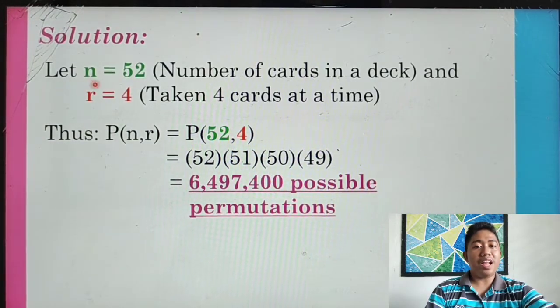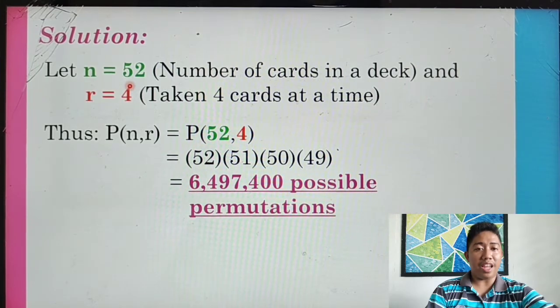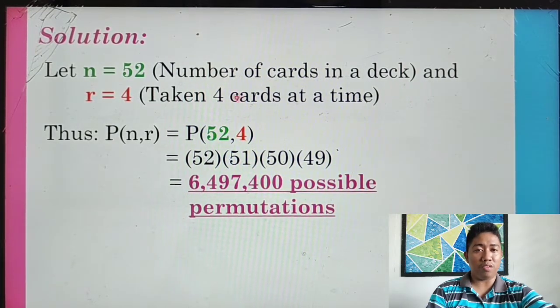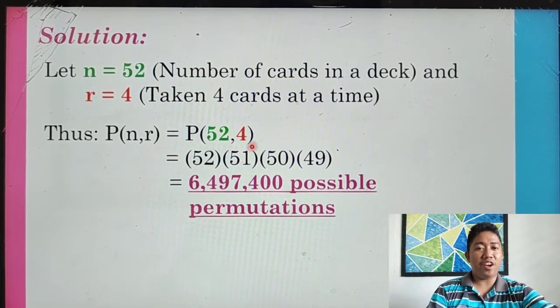So we let the value of n be equal to 52 because there are 52 cards in all in a deck. Okay, so that is the number of cards in the deck, and the value of r is equal to 4, so we need to take 4 cards among the 52 cards in a deck. So we express it in permutation form, so that we have permutation of n taken r is equal to permutation of 52 taken 4.